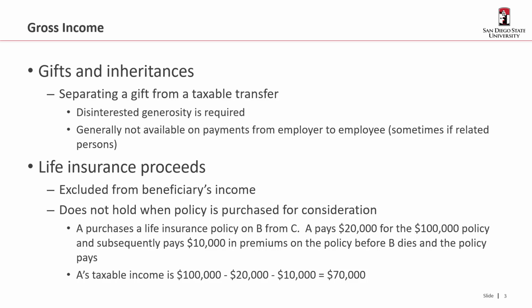Life insurance proceeds. So when you receive the proceeds from a life insurance policy upon someone's death, those are excluded from the beneficiary's income. That is not includable. However, this does not apply when a policy is purchased for consideration. So if A purchases a life insurance policy on B from C, and A pays $20,000 for the $100,000 policy, and then subsequently pays $10,000 in premiums on the policy before B dies, and then the policy pays, A's taxable income is the $100,000 minus the $20,000 they paid minus the $10,000 in additional premiums they paid, or $70,000, right? So when you are purchasing a policy for consideration, that undoes the non-taxability of life insurance benefits.